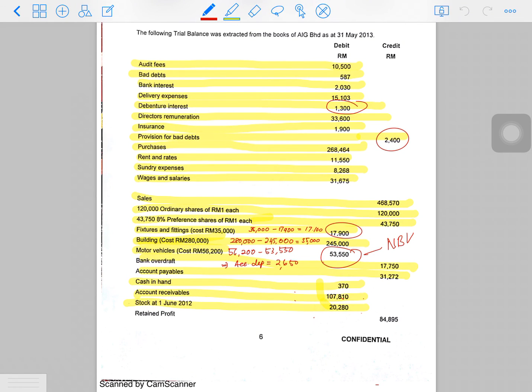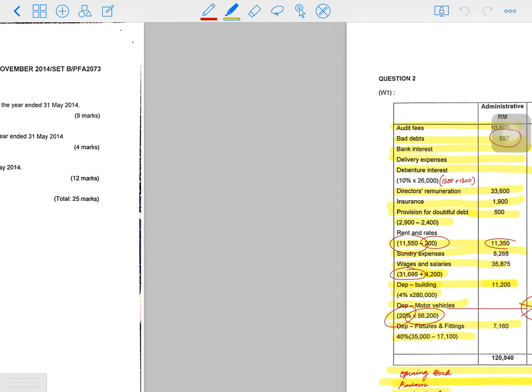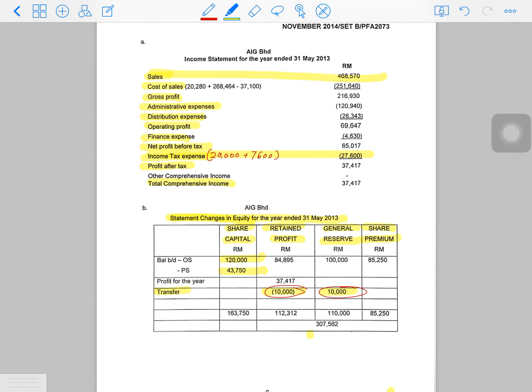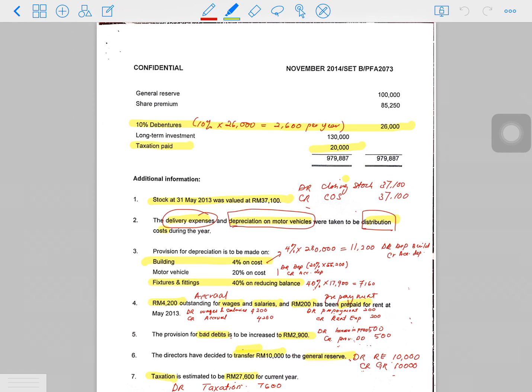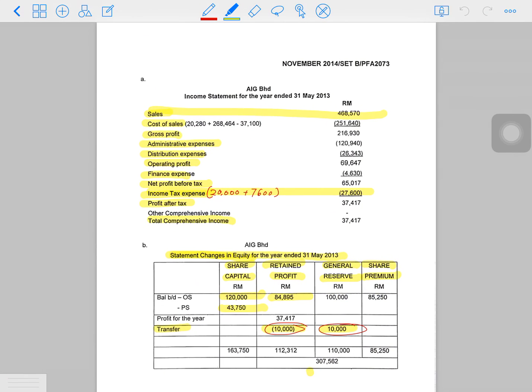Last, we have retained profit, retained earnings. Okay, this item is under statement of changes in equity. So retained earnings, balance brought down 84,895. Okay. And then next item kita ada general reserve. 100 balance brought down under statement of changes in equity.